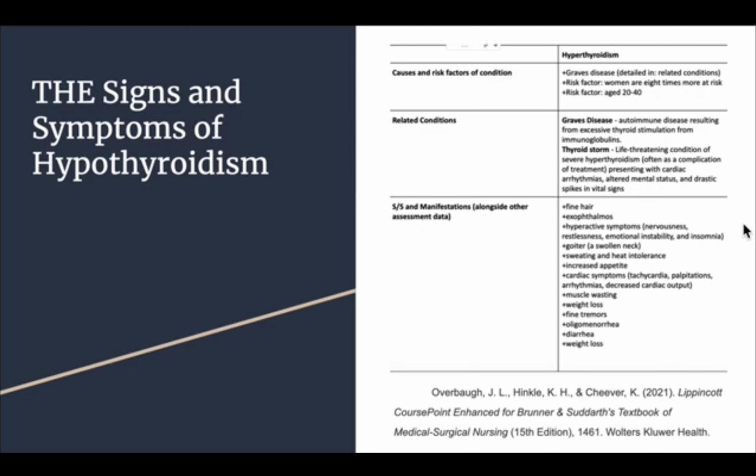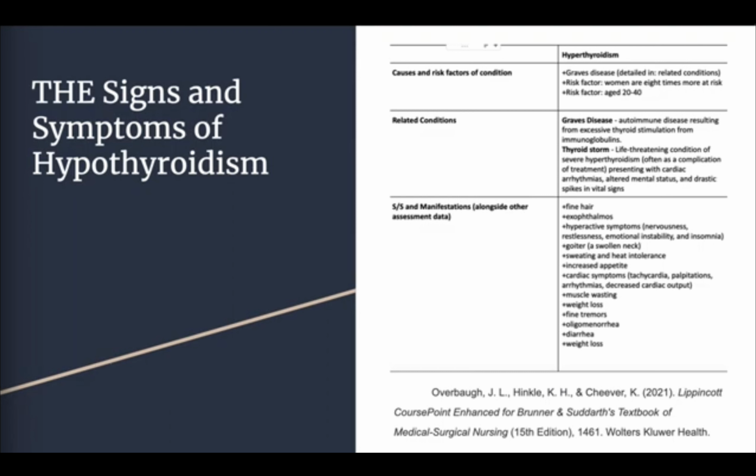I'm definitely going to be talking a lot more about these as I discuss the interaction between the signs and symptoms and nursing care. This next one is also very important for the nursing plan of care, and that is a goiter, which is a medical term for basically a swollen thyroid region around the neck. Besides that, sweating and heat intolerance, also directly related to metabolism, increased appetite, still metabolism, cardiac symptoms.